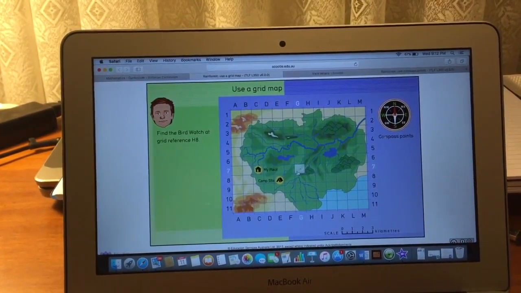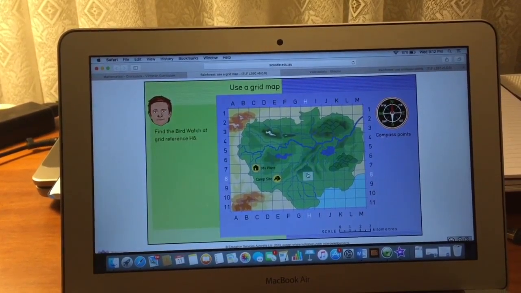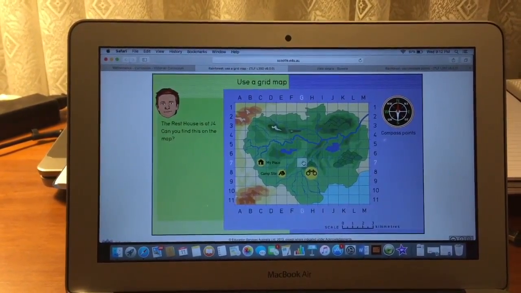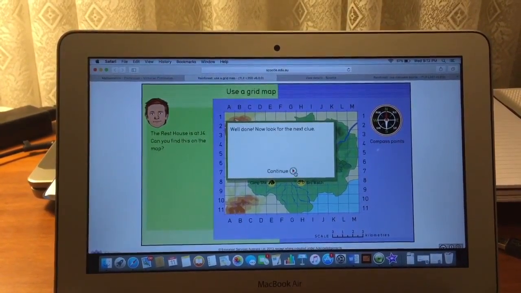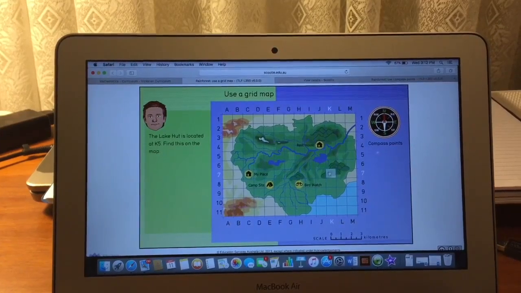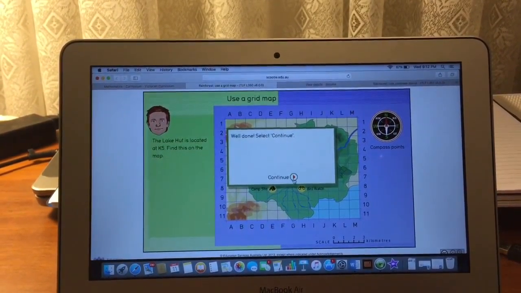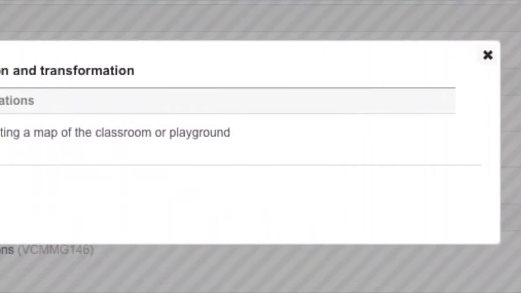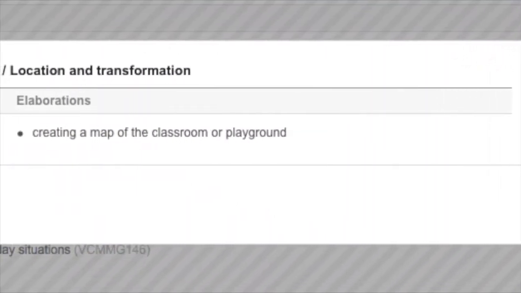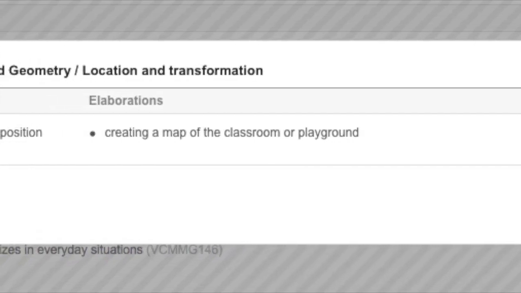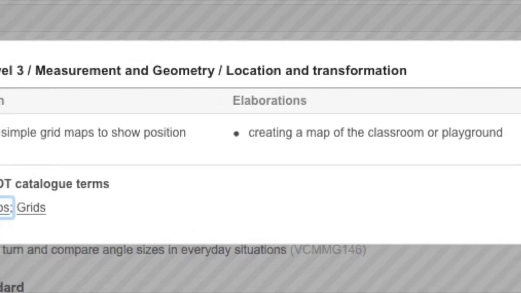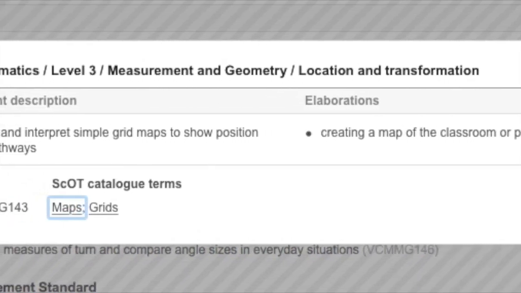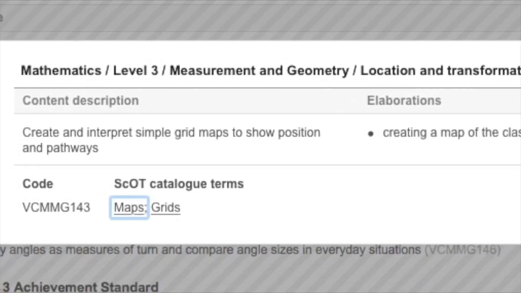From our resource from Scoodle, as you can see, we are using an alphanumeric system to be able to find location points on our map. My choice of online resource is one which shows the key features I'm looking to enhance in the topic. It makes excellent use of grid points, showing and teaching how they can be used to navigate around a map. The Victorian curriculum point shown here tells us that children need to create and interpret simple grid maps to show position and pathways. I feel that this resource makes excellent use of both of those things, as it allows the children to locate different things that are required on our map.